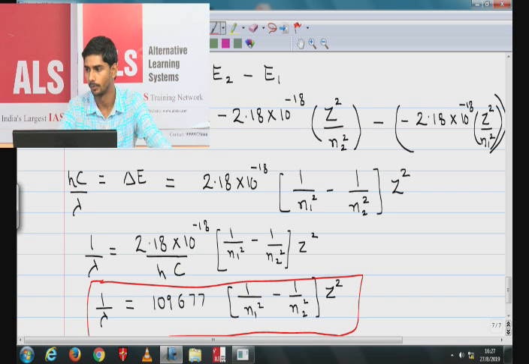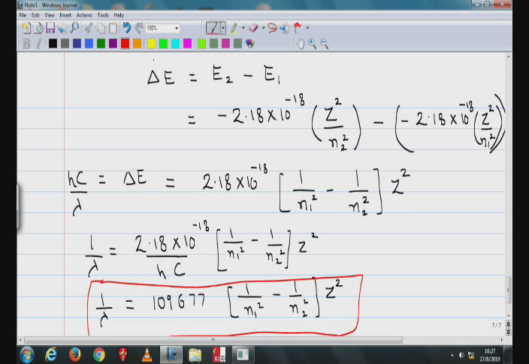So we need the formula. Which formula, dear? Which formula are you asking about? I have started with this one. You have to remember this formula.